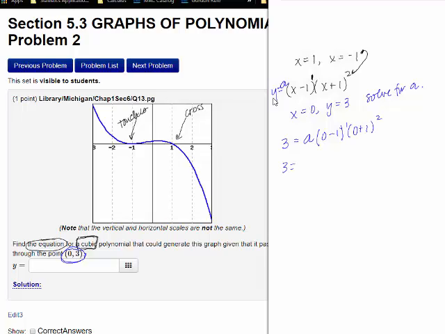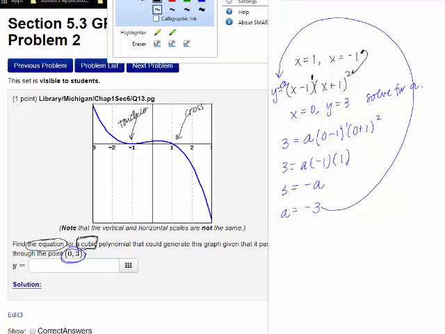So 3 equals a times -1 from the first factor times 1 from the second, which means 3 equals -a. Therefore a must be -3 by moving that negative over. So now that we have that value, you can go back up here and substitute to make the equation for the polynomial: y equals -3 times (x minus 1) to the first power times (x plus 1) squared.